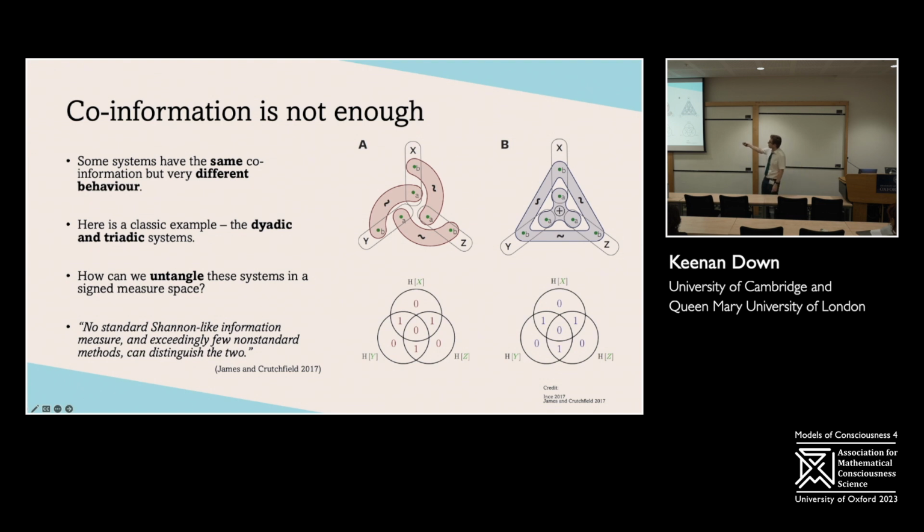This one has an XOR in the middle. So structurally, a very, very different way of breaking up the information. But if you look at these eye diagrams, they look exactly the same. So you would never have any idea that they were actually structured in a different way. So you want to be able to untangle these two kinds of systems. James and Crutchfield say in their paper, no standard Shannon-like information measure and exceedingly few non-standard methods can distinguish the two. So that should be something that we want to aim to do, that we have done.